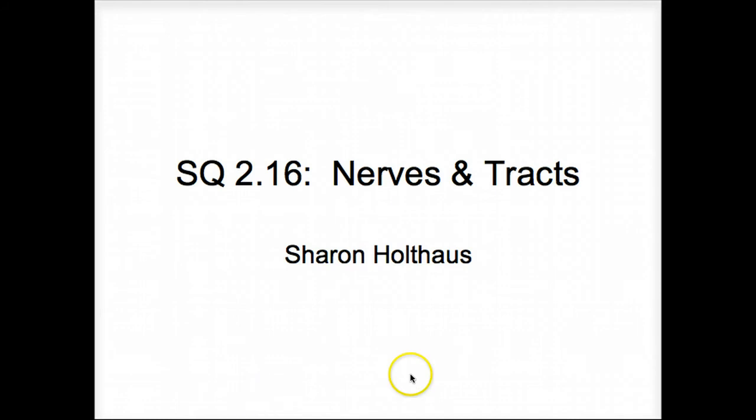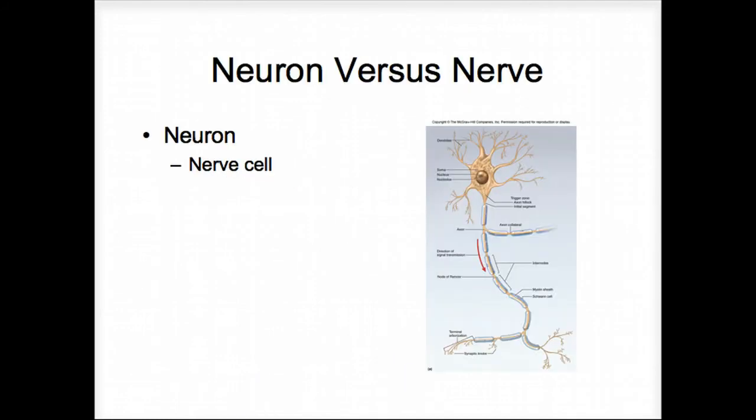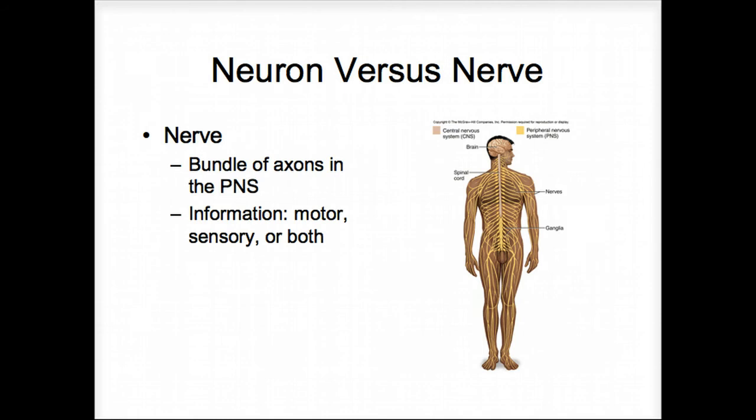The first thing that we're going to address is the difference between a neuron and a nerve. So a neuron is a single cell in the nervous system. It's a nerve cell. And we've looked at the anatomy of the neuron as far as its cell body, its dendrites, axon, etc. So single cell, a neuron. A nerve is a bundle of axons in the peripheral nervous system.